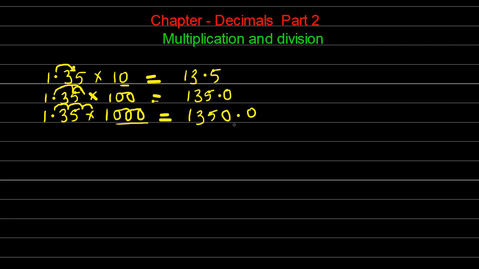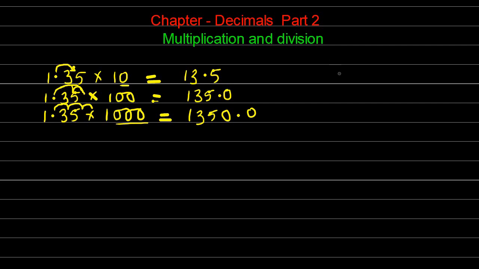So 0.0 means again the same, 1350. So you can see the number of zeros here plays a major role. Those many jumps our decimal point makes. Now we have seen the multiplication by 10, 100 and 1000.